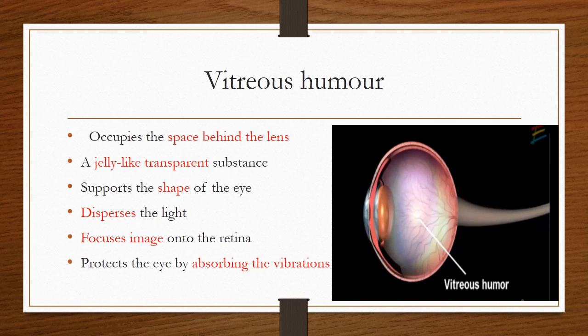Vitreous humor occupies the space behind the lens, a bigger space. You can see it's a bigger chamber, the vitreous chamber. It's a jelly-like transparent substance that supports the shape of the eye. It helps to disperse the light, refract it and focus it on the retina. The eye is protected with the help of the vitreous humor as it absorbs different vibrations.